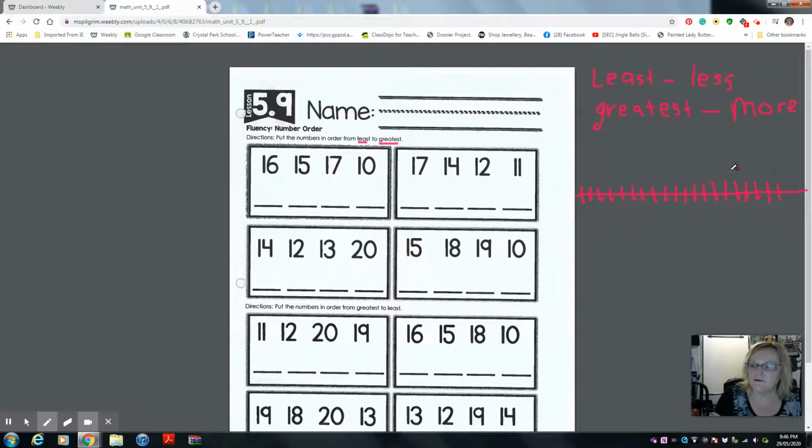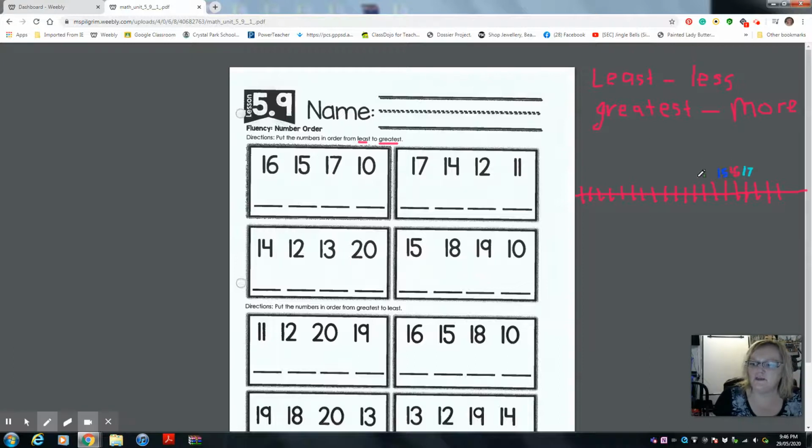So this one here is 16. Then we have 15. We know 15 is one less than 16. So 15 would be right here. Then it's 17. We know that 17 is one more than 16. So here is 17. Then they have number 10. And we know number 10 is 5 less than 15.